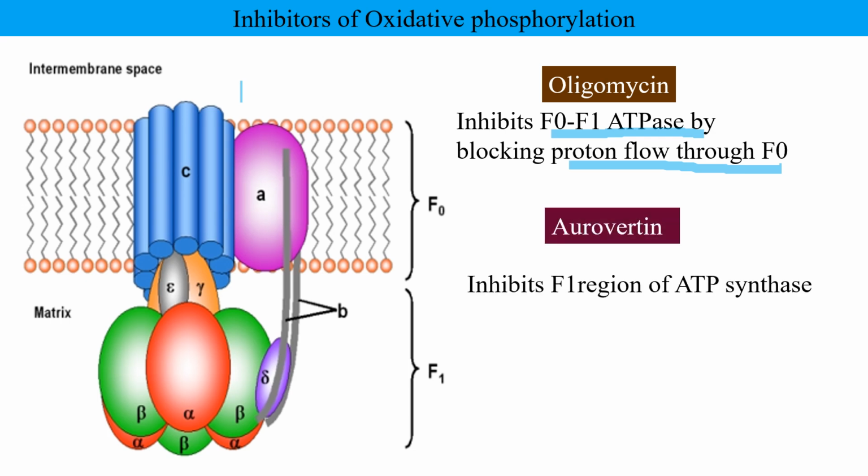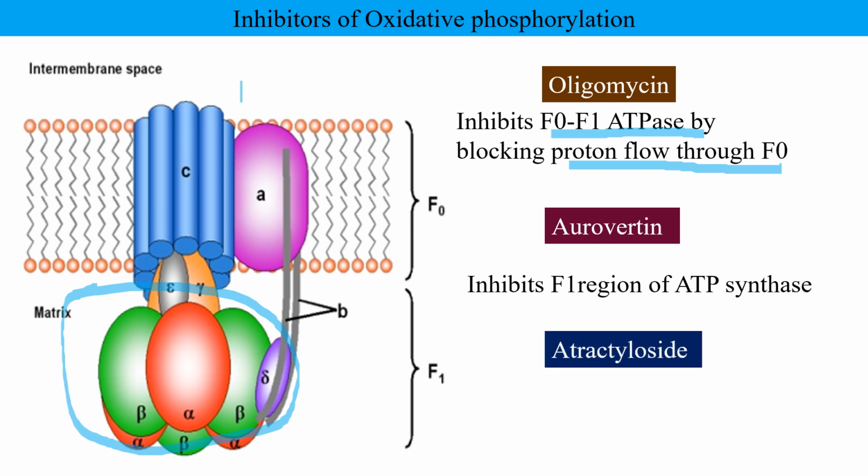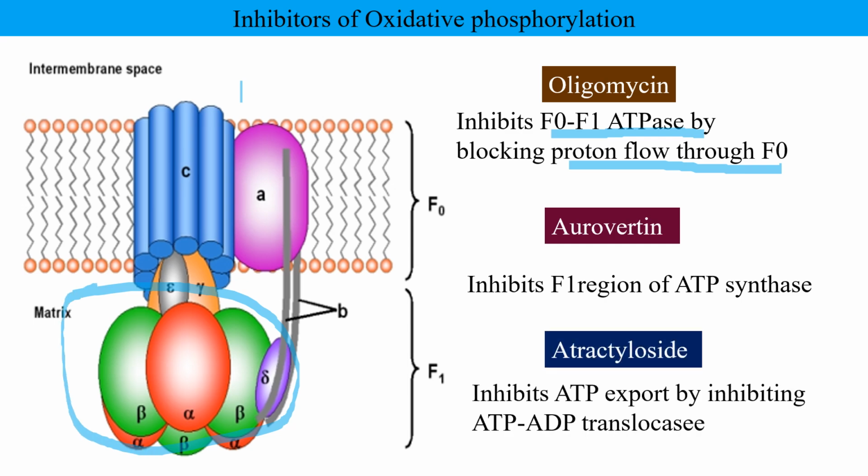Next is rotenone's cousin, oruvertin, which inhibits the F1 region of ATP synthase. Then atractyloside, which inhibits ATP export by inhibiting the ATP-ADP translocase. So for the continuous synthesis of ATP, there is a requirement of ADP from the cytoplasm and movement of ATP from the matrix to the cytoplasm, which is regulated by the ATP-ADP translocase. So if there is no ADP in the matrix, there is no formation of ATP by ATP synthase.